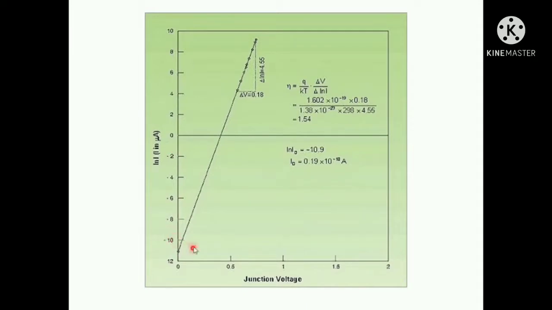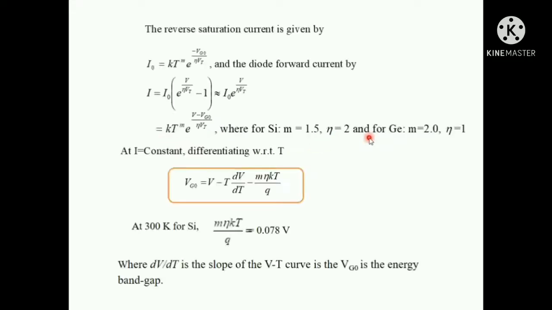So ln I naught we can read from this intercept, and with this value we can calculate the I naught, the reverse saturation current. Whereas if we look for the slope of this line, that gives the eta part of it, that is eta is equal to q upon kT into slope of the line. So from here we can find out the material constant. Now let us go for the second part of the experiment, that is to determine the energy band gap.